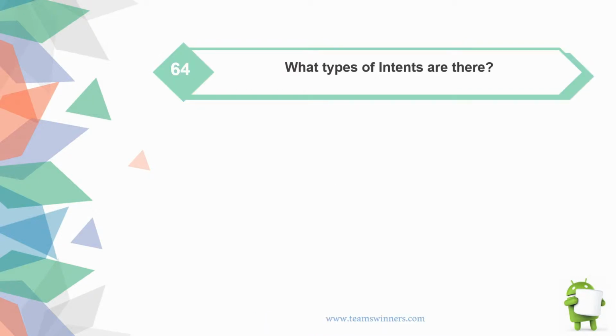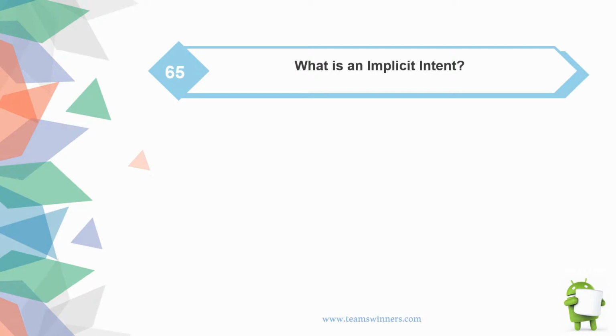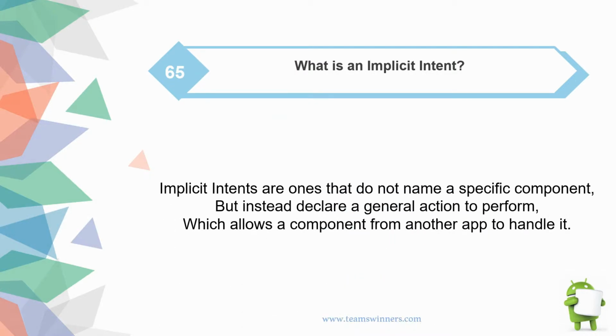What types of intent are there? There exist three types: the first is implicit, then explicit, and finally pending. What is an implicit intent? Implicit intents are ones that do not name a specific component, but instead declare a general action to perform, which allows a component from another application to handle it.